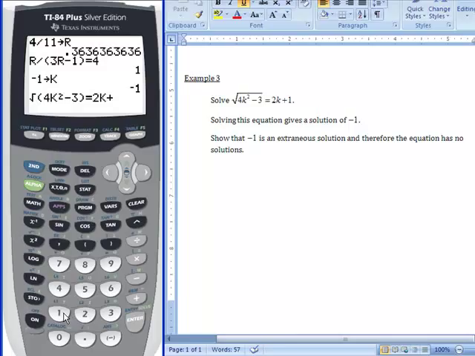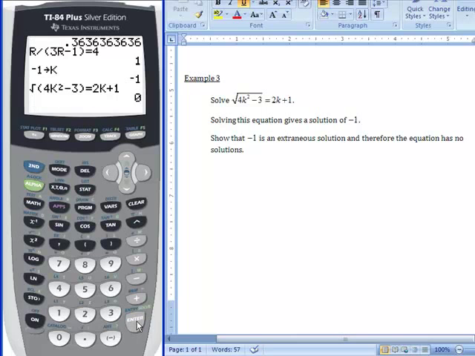Now the calculator is going to go through when we press enter, evaluate both sides of the equation, and if they're true, that is if the equation's true, if both sides are equal to each other for k being -1, then we'll get a 1 back. If it's not true, then we'll get a 0 back. When I press enter here, I get a 0 back.